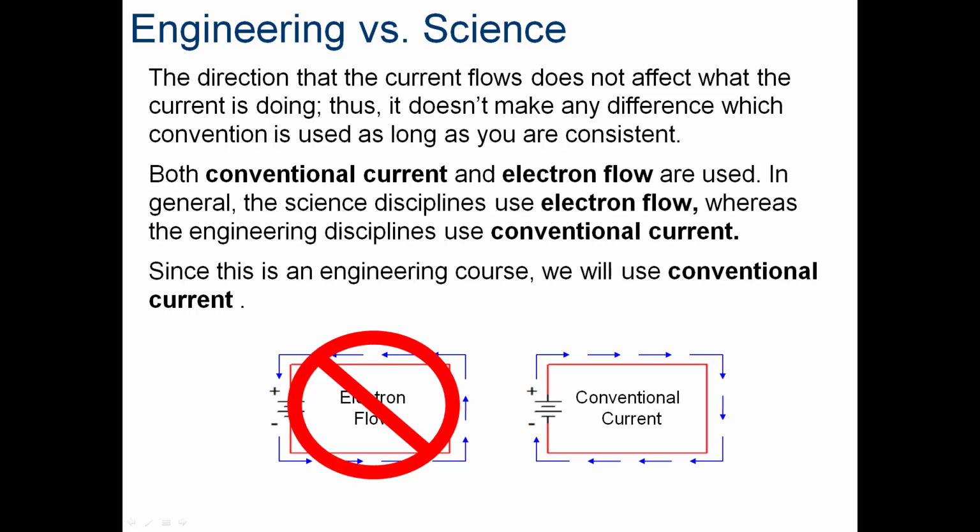So it doesn't really matter which way we say the current flows. For our sake, we're going to say the current is flowing from the positive side to the negative side, and we're doing a direct current circuit, meaning that our polarity never oscillates back and forth. We'll learn a little bit more about that towards the end of this unit. But it doesn't really make any difference which way you go as long as you're consistent. So we're going to use conventional current flow.